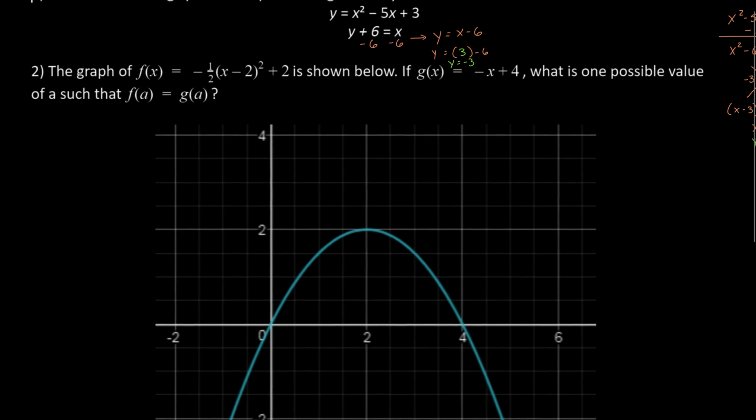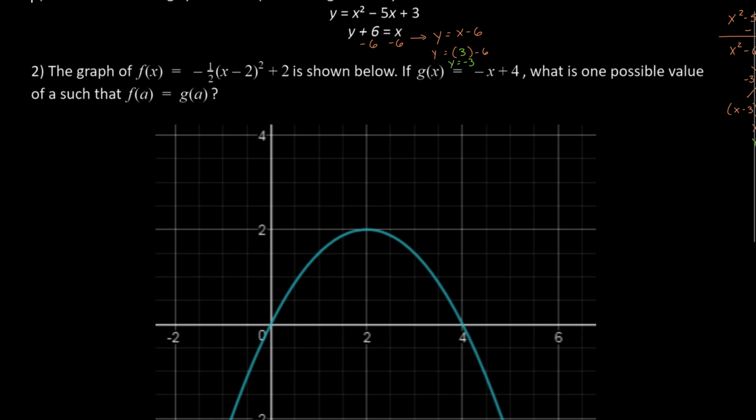It says, the graph of f of x equals negative 1/2 (x minus 2) squared plus 2 is shown below. If g of x is equal to negative x plus 4, what is one possible value of a such that f of a is equal to g of a? What is this asking for? Right. So in a function, if I'm telling you f of x is the same thing as what variable? Y, right? F of x is the same thing as y.